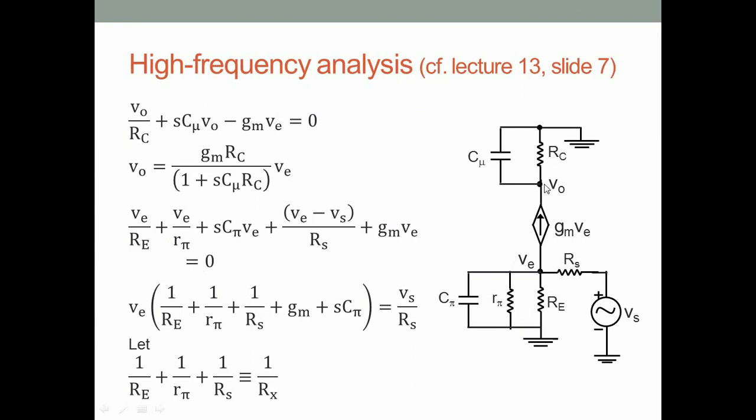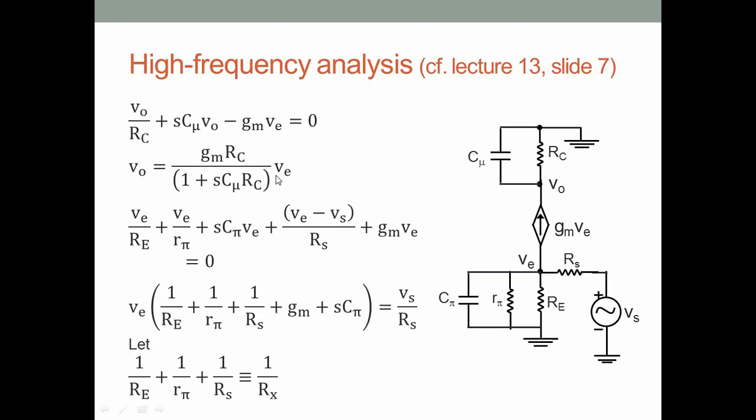Okay, so now we have two nodes and we write two nodal equations. The nodal equation at the VO node is VO by RC plus S C mu VO minus GM VE equal to 0. Incidentally, this is GM VBE flowing down, but this is our base node, it is at ground, so VB is 0. So this is pointing upwards, GM VE. If we solve this, we get VO equal to GM RC by 1 plus S C mu RC into VE.